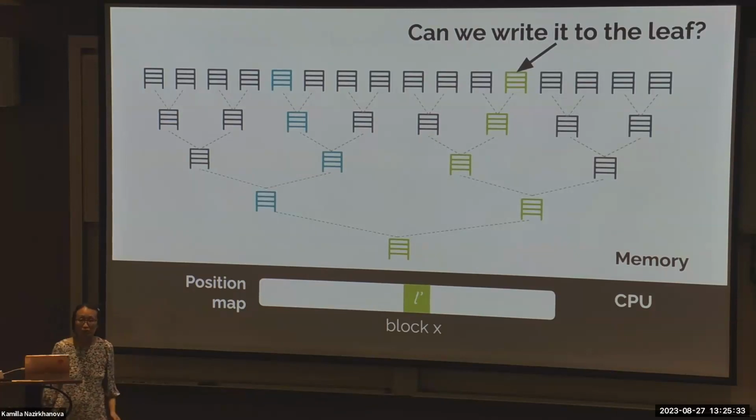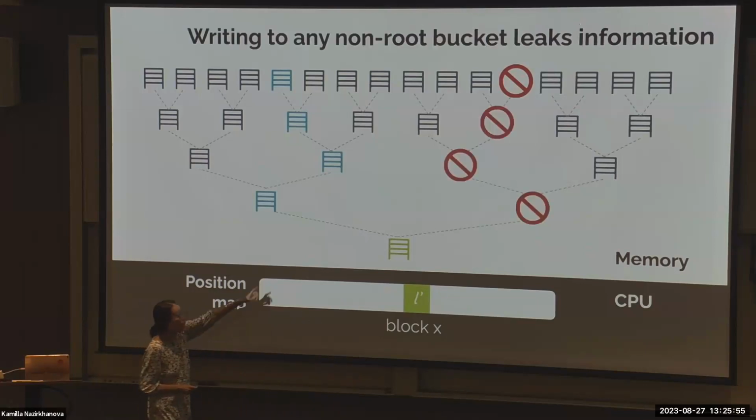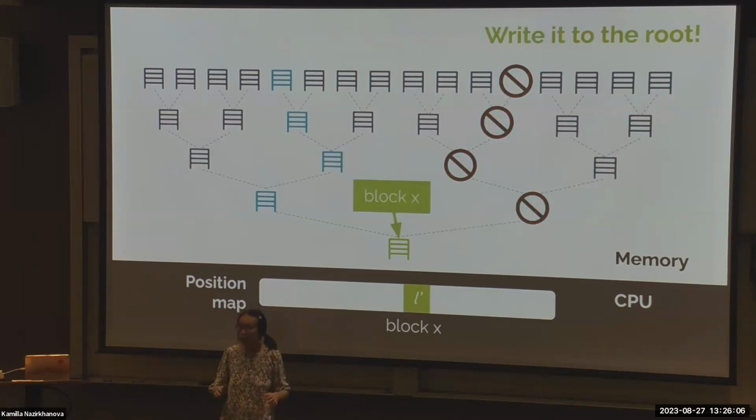First, can we write it to the leaf node? Well, it turns out the answer is no, because if I just write it to the leaf, I reveal which path it is. So the next time, if I'm accessing the same block, you can observe, oh, I go to the green path. So this leaks information. You cannot reveal which path it is. And for the same reason, you should not write it to any of the internal nodes, because these leak partial information about which path it is as well. So the only safe place to write the block back to is the root. The root is on every path. If you just write it back to the root, it doesn't leak anything about which path it is on, right?